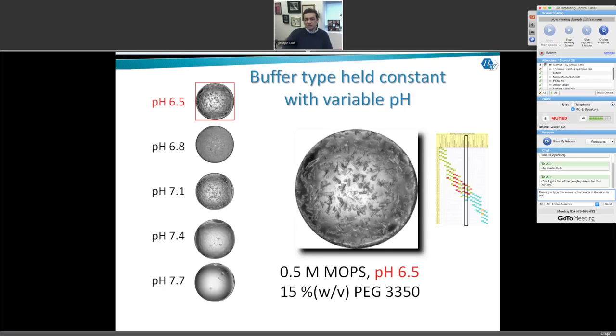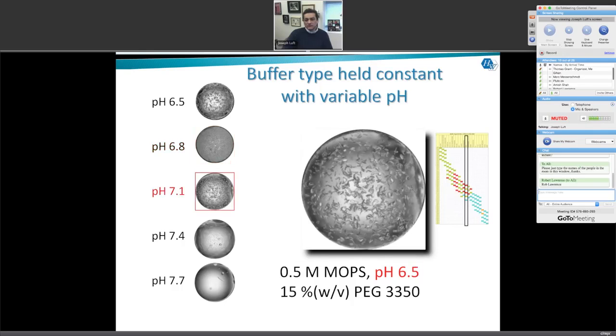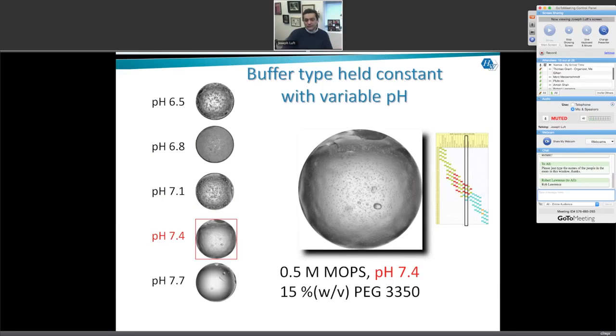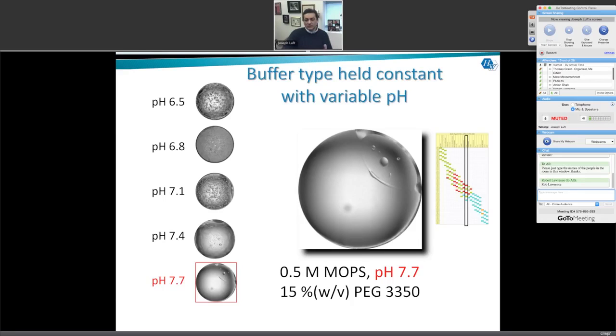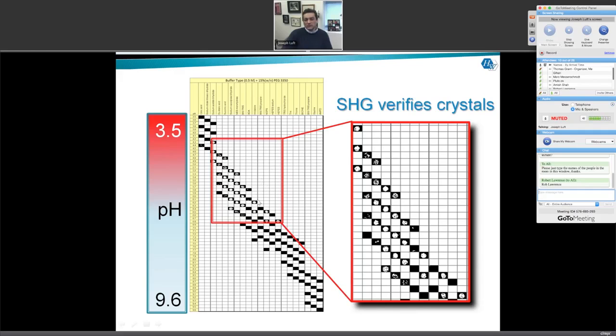Okay. Now, the same thing is true with just very small incremental changes in the pH of the solution while keeping the buffer chemistry constant, where we go from crystals that you can visually detect to nanocrystals, then to basically clear drops eventually. So this is again the effect of just the pH, independent of the buffer chemistry, which is kept constant in this case. Okay? And just to drive that point home and prove that these really were nanocrystals, these are some second harmonic generation images that verify that those outcomes that look like they could be precipitate are actually nanocrystals.